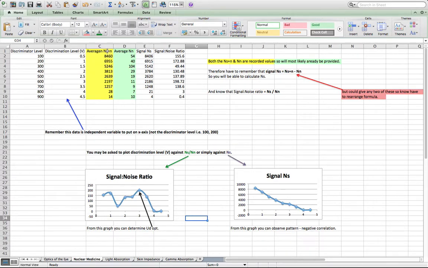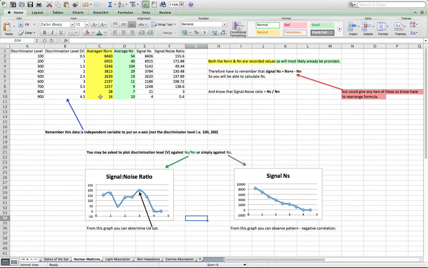Then these two sets of data are the ones which are recorded. As I've said here, they will most likely be already provided to you. So that's the counts of the signal plus the noise, like the background counts as well. So that's the noise plus the signal. And then for each discriminator level, they also have different noise signals, which you also have to record.